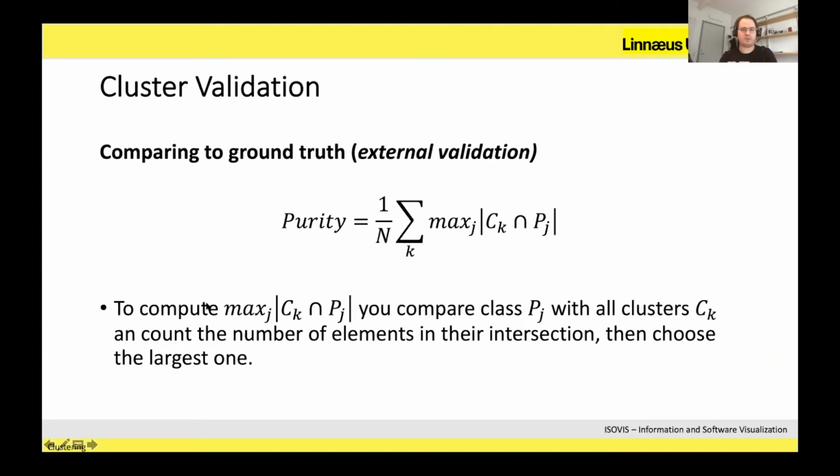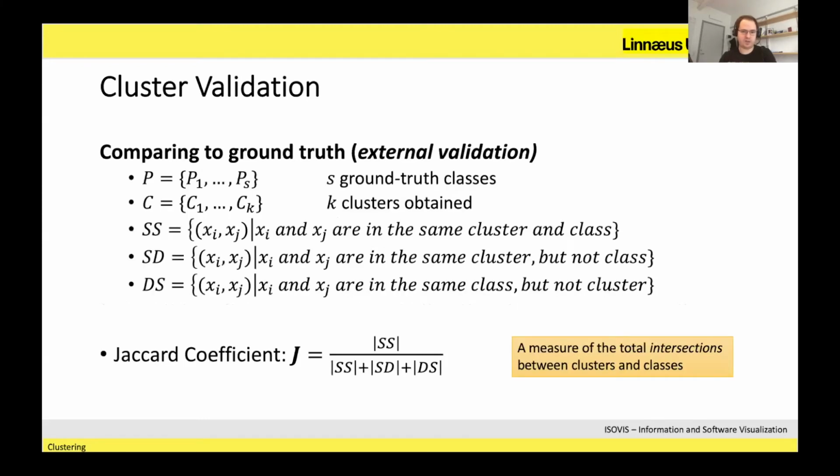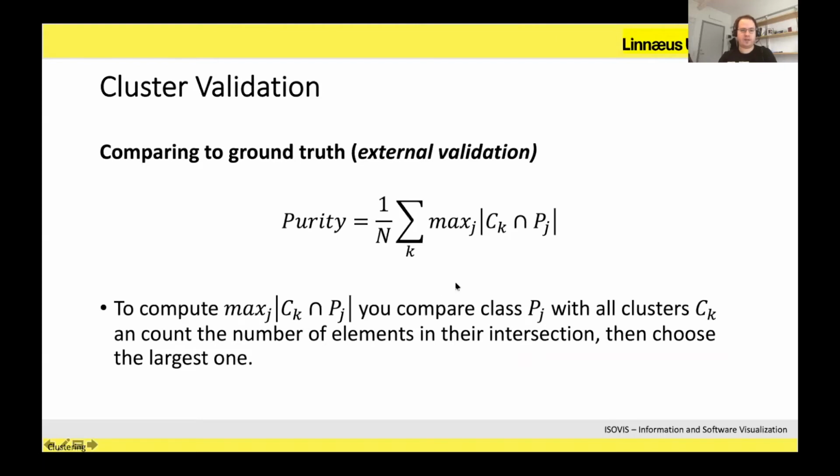Comparing to ground truth, this is external validation also. This is purity. Again, another one. This is one, and this is another one. Both of them are quite common. And still, here we're using labels, so it's a little bit limited, because you don't always have labels.